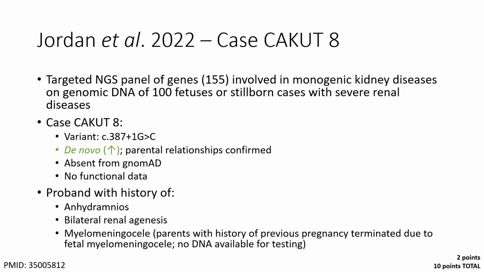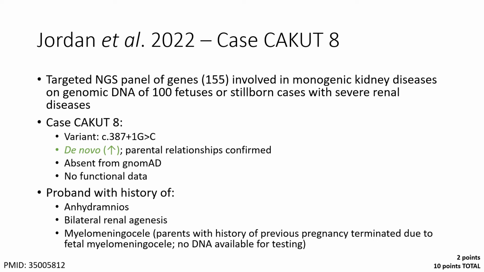Here, Johnson et al. report on a cohort of 100 fetuses or stillborn cases with severe renal disease. They did targeted NGS on 155 genes involved in monogenic kidney disease and identified a single variant in BIC1. This is a de novo splice variant that is absent from gnomAD, observed in a proband with a different renal phenotype, this time bilateral renal agenesis.